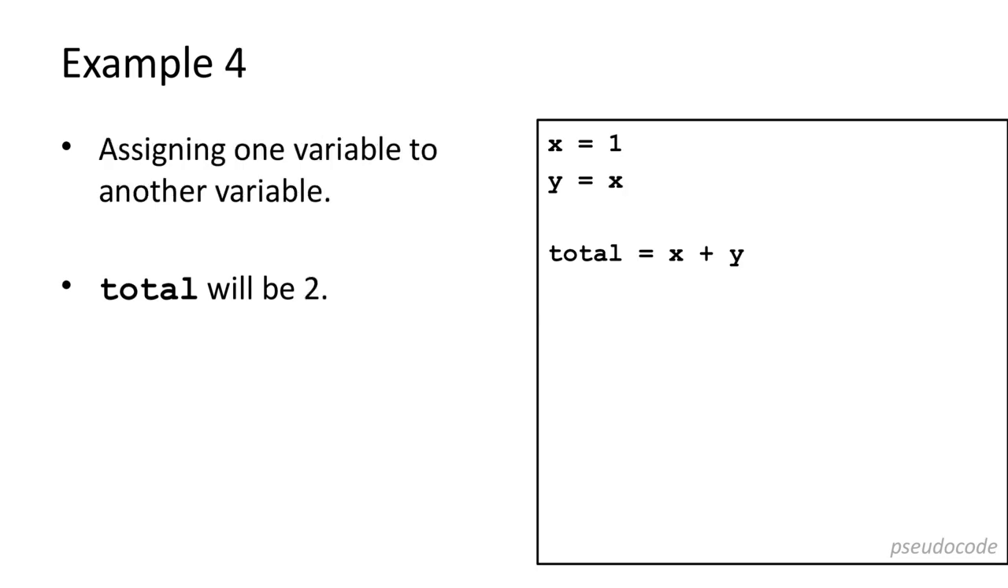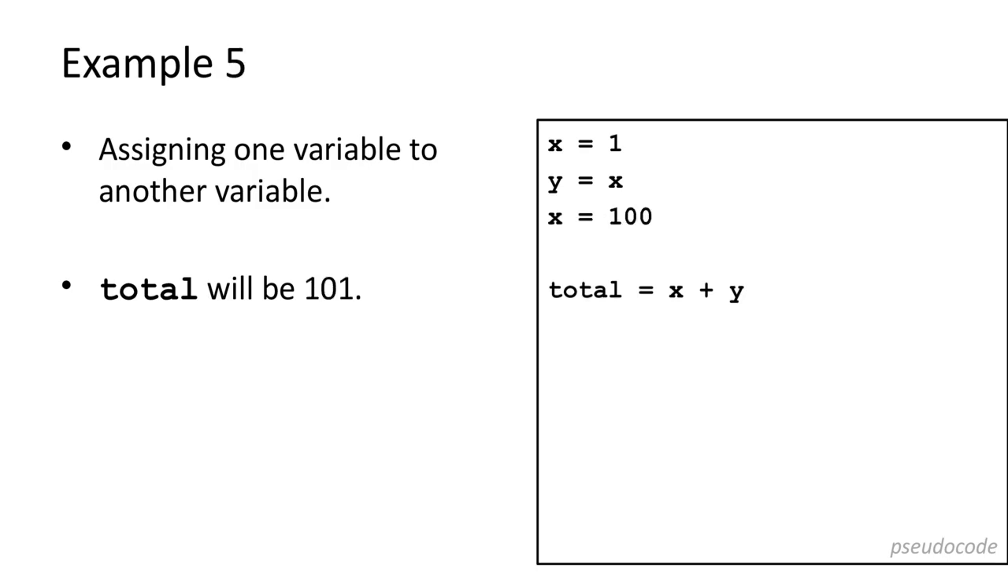In this example, we assign one variable to another variable. When line 2 is executed, the value of x is retrieved from memory and assigned to the variable y. Both variables will therefore have a value of 1. And the total will be 2.